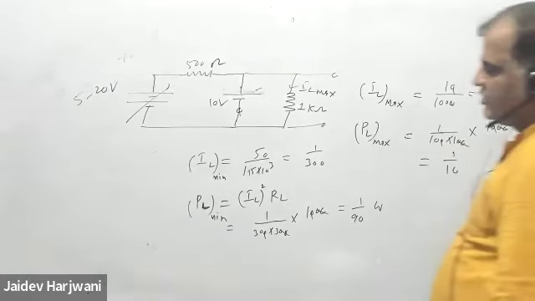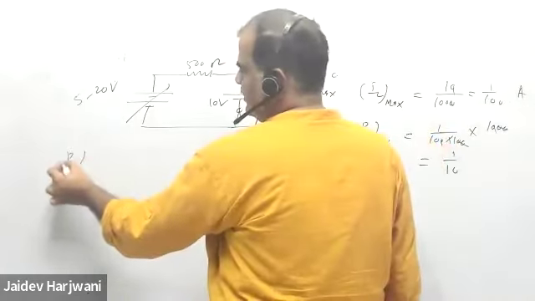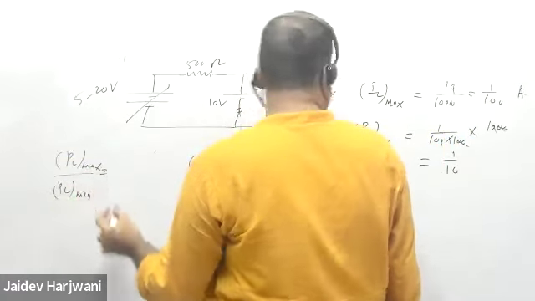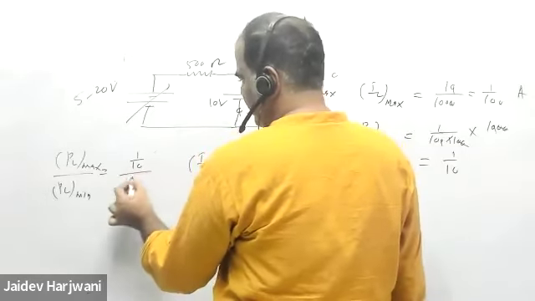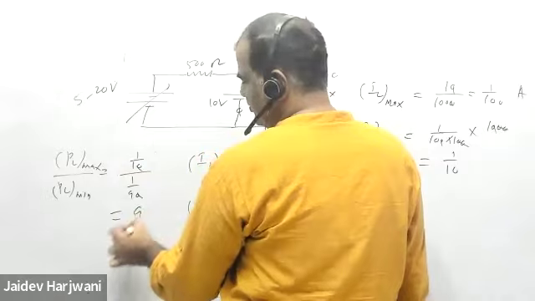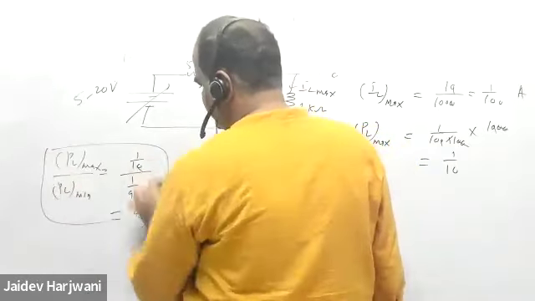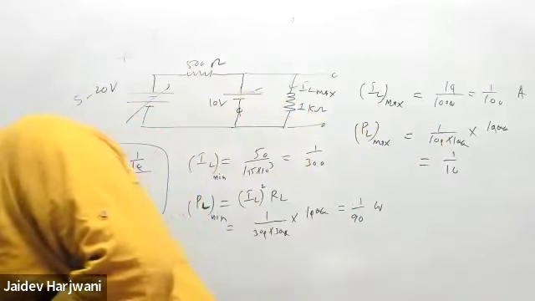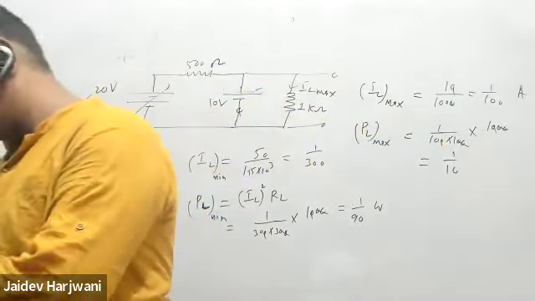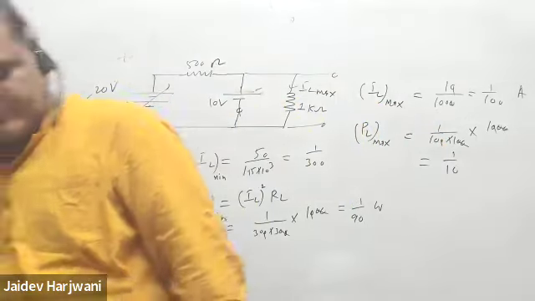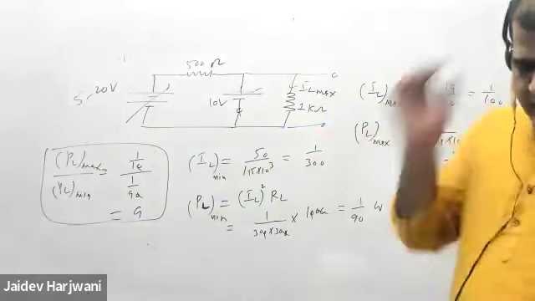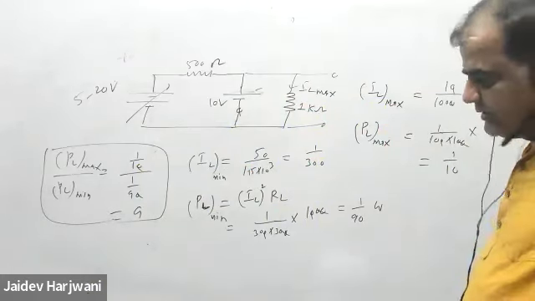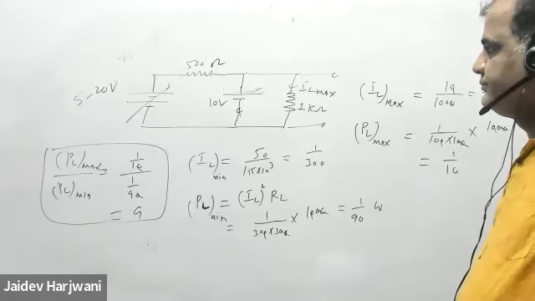Now I want the ratio of PL max to PL minimum. That is, I have 1 by 10 upon 1 by 90. So the ratio becomes 9. PL max to PL minimum ratio becomes 9. This is the answer. Is the question clear to everyone? If not, tell me. Saraswati? Yes, sir, I have understood.